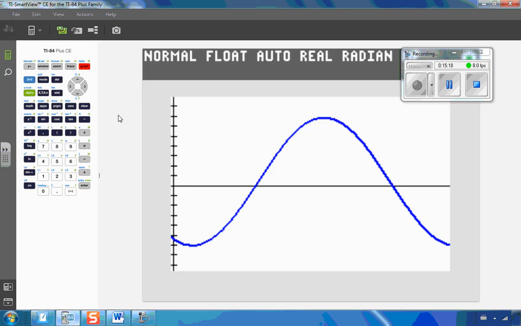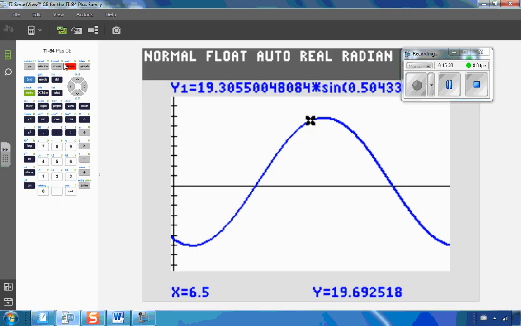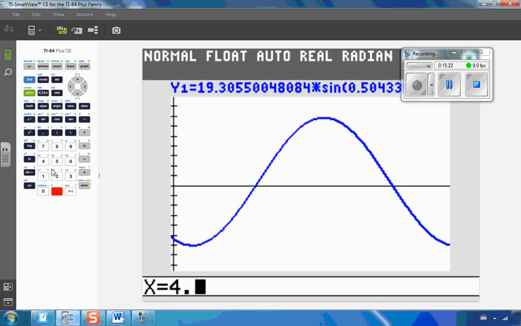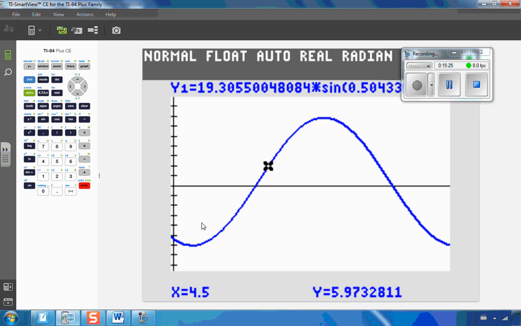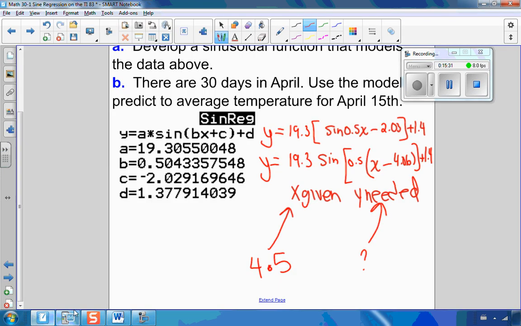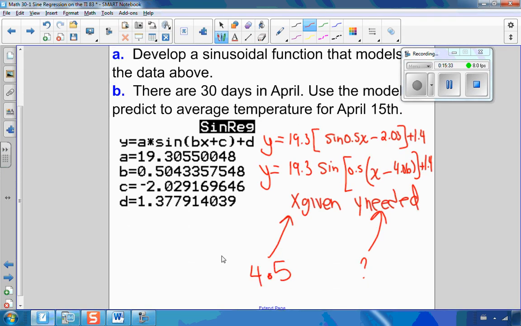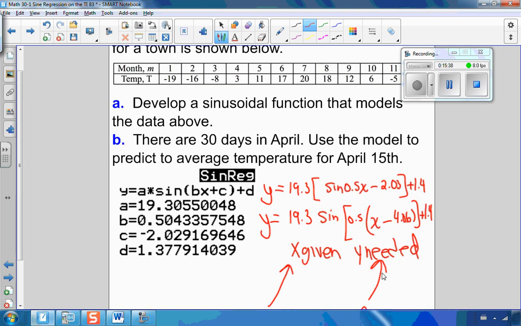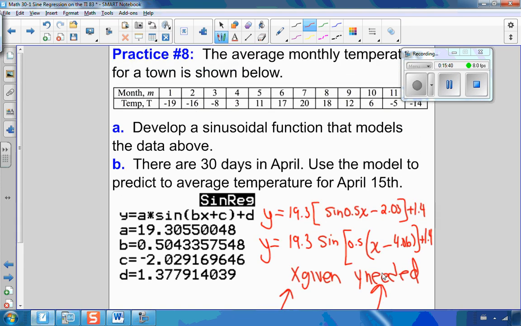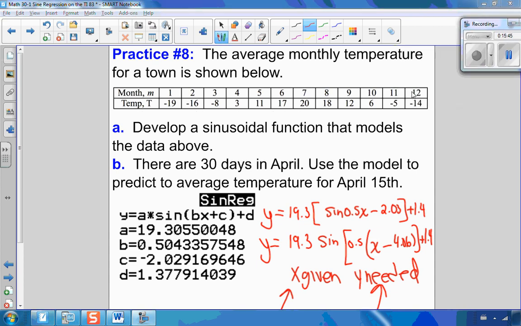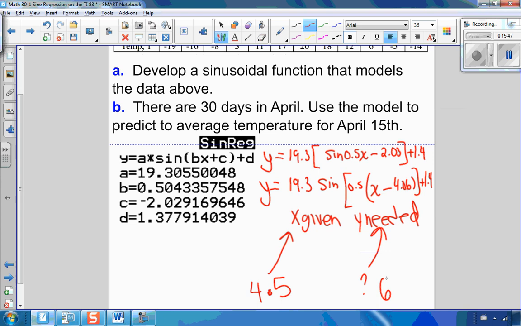So into my calculator, I can hit the trace button and go 4.5 and press enter. And that would be the Y value that goes with it, 5.97. So we'll call it 6. Okay, so then I can say that the temperature is going to be about 6. And temperature I believe is in degrees Celsius. Doesn't say, does it? Or no, it doesn't. But I'm going to assume it's Celsius, 6 degrees Celsius. And then we're done with the question.